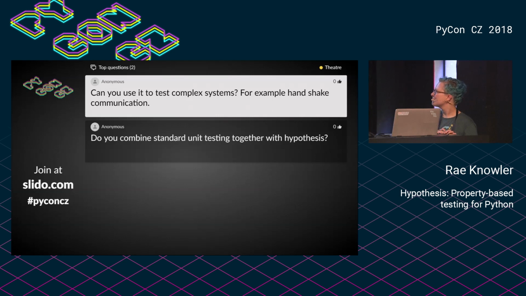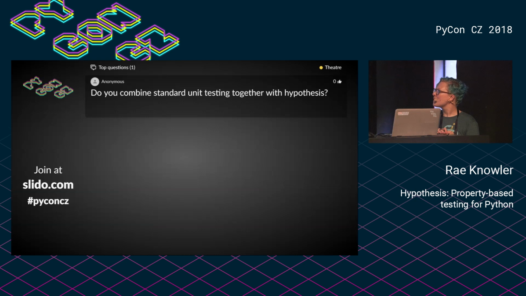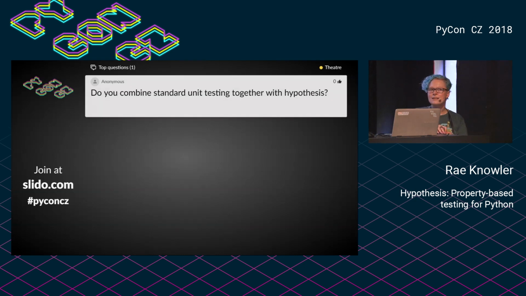No problem. And the last question from the Slido, do you combine standard unit testing together with hypothesis? I'm not really sure how you mean combine. I mean, I use hypothesis in my unit tests, yes. But the tests that I write with hypothesis are not example-based. I just write the properties that I expect to hold true. And I find this makes the process of writing unit tests a lot quicker and easier because I don't have to try and think of a failing case, a passing case, an edge case. Hypothesis just finds them. Awesome. Thank you.